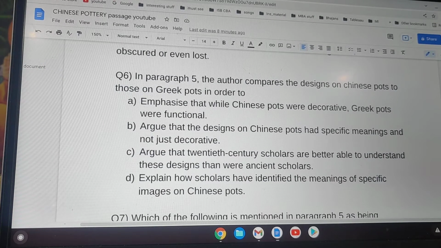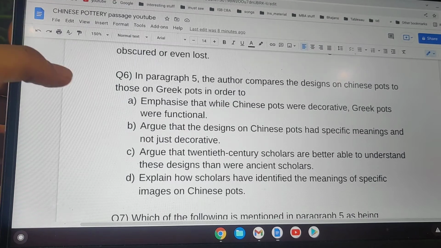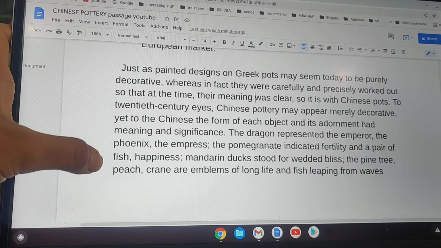By reading question number 6, we can see that it is a question based on the information given in the text, because it says in paragraph 5 the author compares the designs of the Chinese pots to those of the Greek pots. That means here it's a mixture of paragraph-based factual information as well as the reason, that is an inference. So why is the author comparing? Because that is asking you for a reason. If you read the text, you will understand why the author is comparing the Chinese pots with that of the Greek pots.